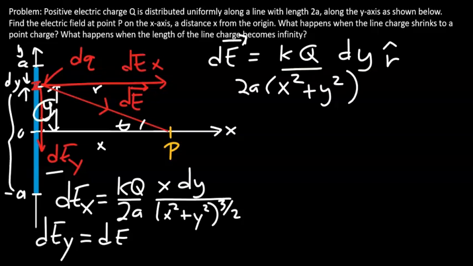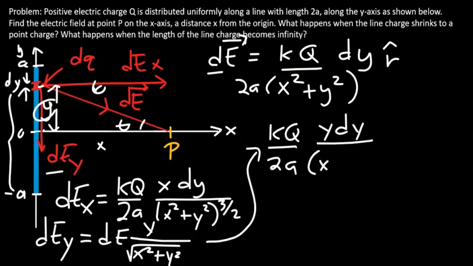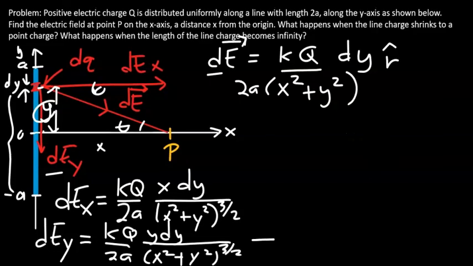Sine of that theta is y over r. So y over r is y over the square root of x squared plus y squared. Multiplying by this dE, you get kq over 2a, y dy over x squared plus y squared to the power 3 over 2. And we have written the resulting expression there.